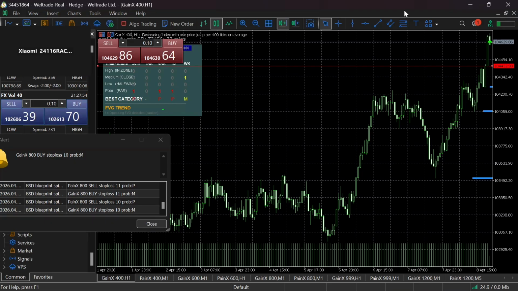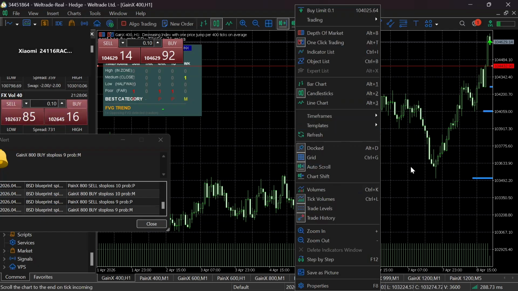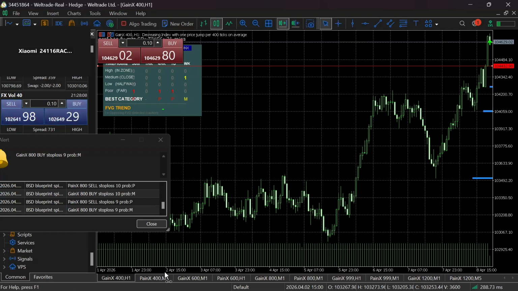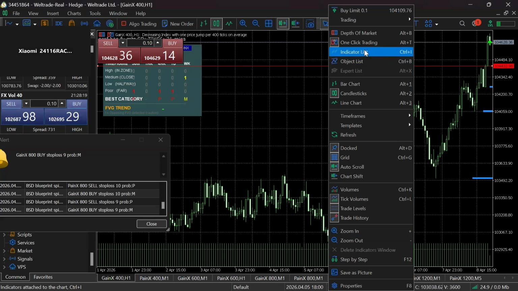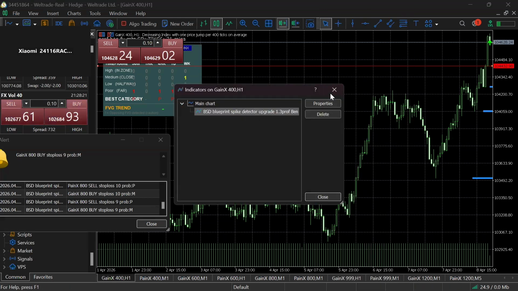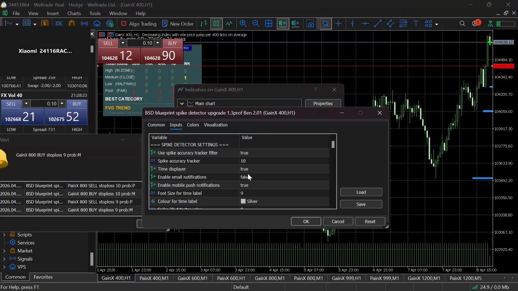Now, can you go to the inputs? What is that, Ben? Inputs. Inputs, then the indicator settings. There's something I want to explain. I have exhausted some points on the fair value gap, so I'm going to the next point.